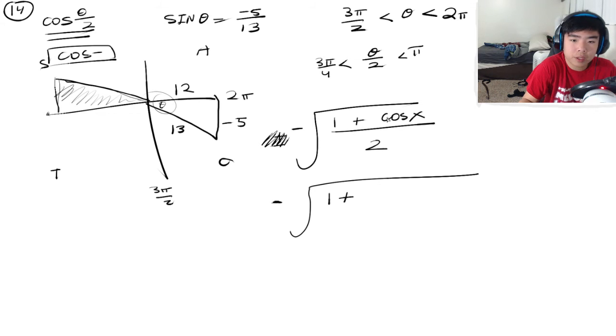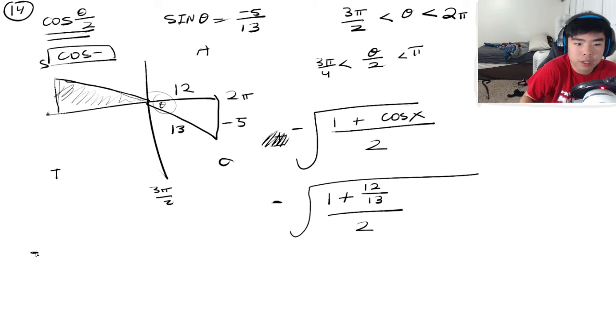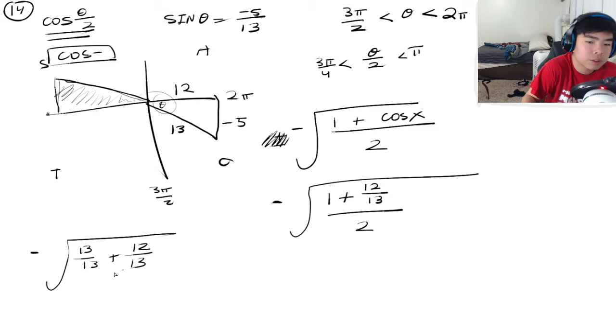So then that would be, hold on, let me make sure real quick, just to make sure I'm not doing anything wrong. 1 plus 12 over 13 divided by 2. Want to put everything in rad form. You already know why it's 12 over 13, because this is theta. So what you want to do is put everything over a common denominator: 13 over 13 plus 12 over 13, divided by 2.